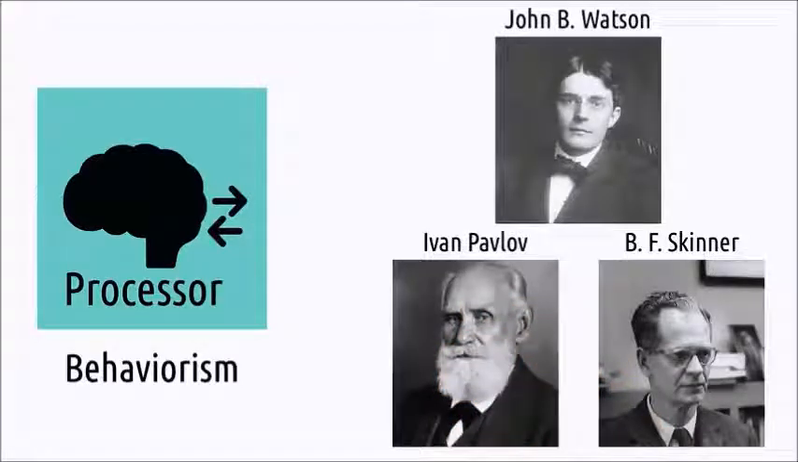Pavlov discovered the idea of classical conditioning, where he could condition a dog to salivate at the sound of a bell by repeatedly pairing those two stimuli together. Skinner went a step further with operant conditioning and conditioned rats to actually demonstrate a learned behavior. They would press a button to receive food. The important takeaway here is that behaviorism focuses only on observable behaviors and outcomes.